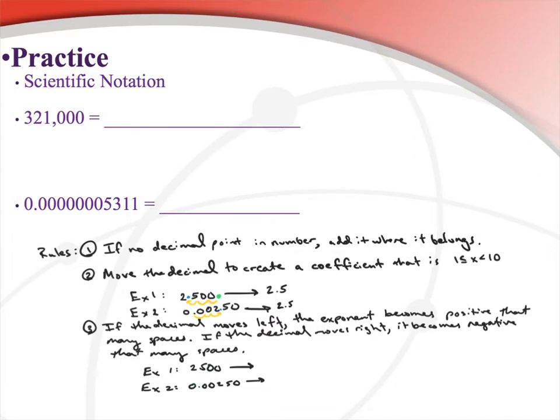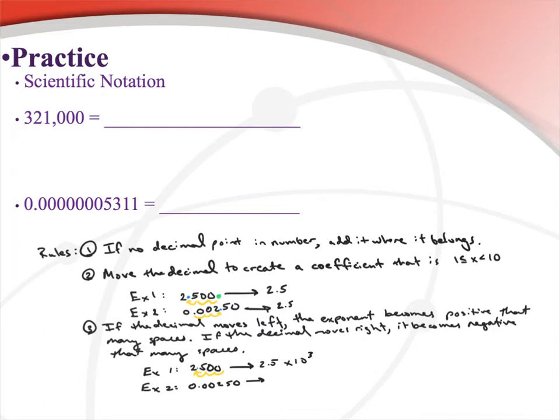So with example 1 here, the decimal moved, whoops, we're going the other way. Starts there, 1, 2, 3, so it went 3 places to the left. All right, so my coefficient is still 2.5, and it's going to be times 10, and since the decimal moved to the left, and it moved left 1, 2, 3 times, it's going to be positive that many places. So that's 2.5 times 10 to the third.